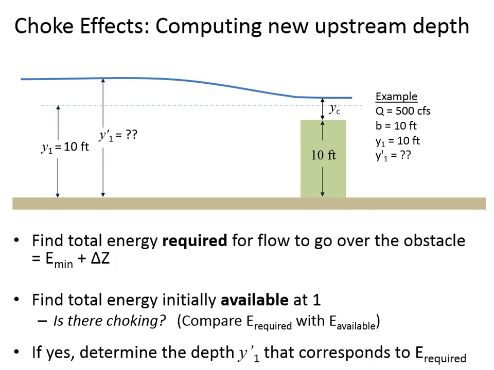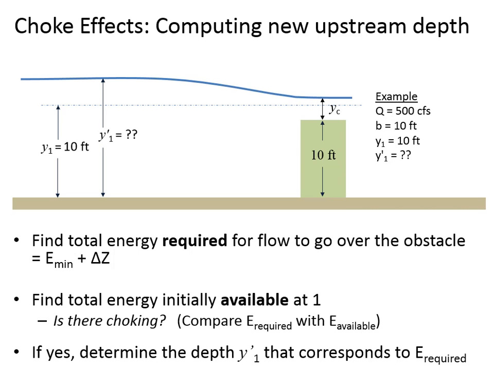So we're going to go through this process of finding how much energy is required to get over the obstruction, and we'll compare how much energy is needed to get over the obstruction with how much energy is available. So we'll do this comparison. We'll prove to ourselves that choking is going to occur. I mean, we can just look and we know choking is going to occur because the obstruction is the same depth as the water surface. But numerically, it won't always be that obvious. And so the way that you compare is you look at the available energy versus the required energy. And then after that determination, we'll find the new upstream depth to satisfy the required energy.